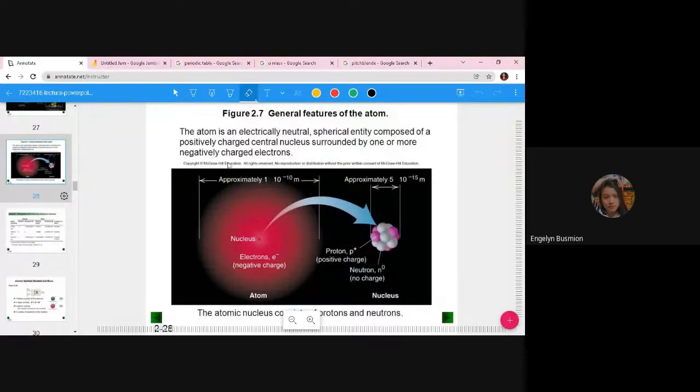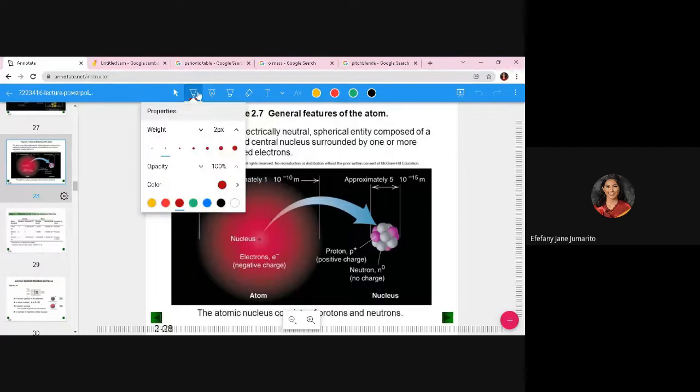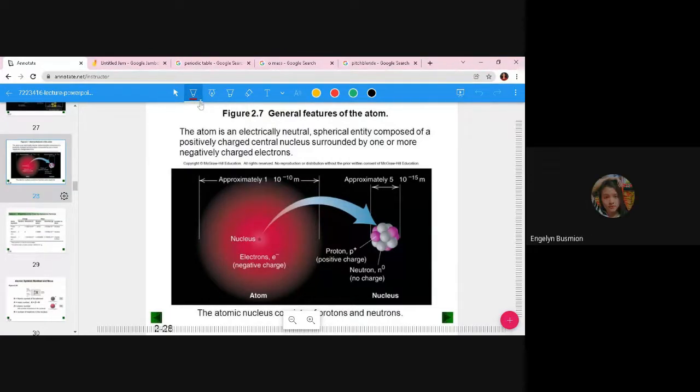So which one is positive? What is the proton? It's positive, ma'am. Okay, so it's the positively charged one. Then we also have the neutron. Neutron is positive, negative? No, it has no electric charge. Okay, no charge. That's the neutral one, the neutron. Then we also have the electrons. Negative, ma'am. Okay, negative charge.